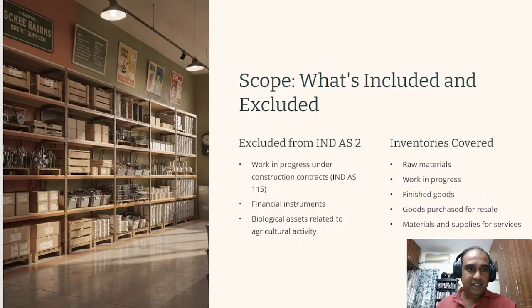So now let us understand the exclusions and inclusions in this standard. Inventories which are covered under construction contracts, work in progress under construction contracts, are covered under Ind AS 115, which will not be dealt with by this standard. Financial instruments will not be dealt with by this standard. And biological assets related to agricultural activity will not be dealt with by this standard.